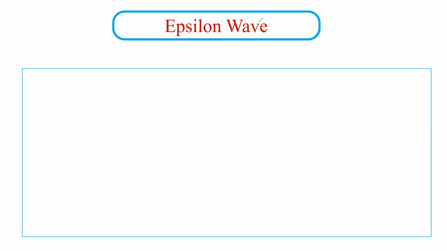Welcome back to our EKG learning series, and today we'll talk about Epsilon wave. The definition of Epsilon wave is very easy, which is a small deflection at the end of the QRS complex.